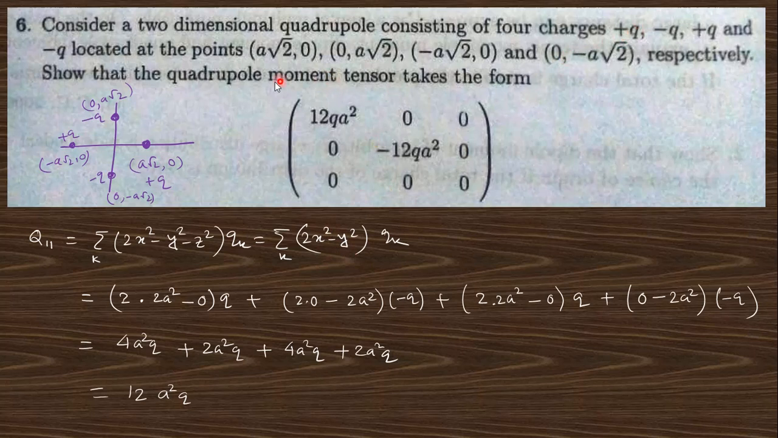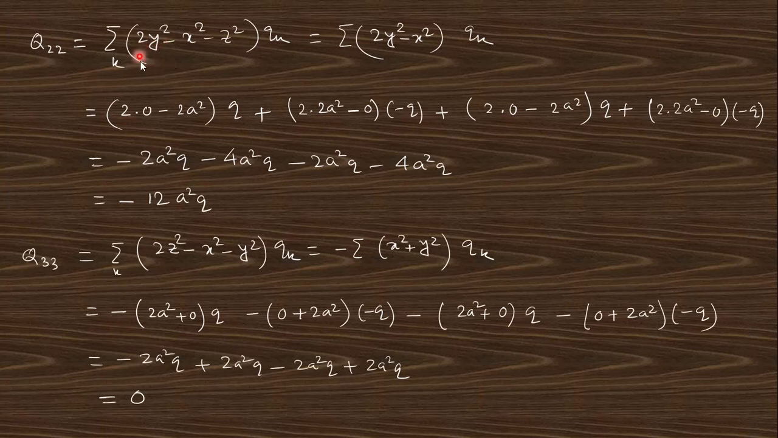For the first charge, x equals a root 2, y equals 0, and the charge is q. For the second charge, x equals 0, y equals a root 2, and in a similar fashion you put in these values and get this expression for Q11. In the case of Q22, this will be 2y² minus x² minus z², with z equal to 0, and putting in the position and charge values, you get this expression. Q33 will be 2z² minus x² minus y², with z equal to 0, so putting in these values you finally get 0.